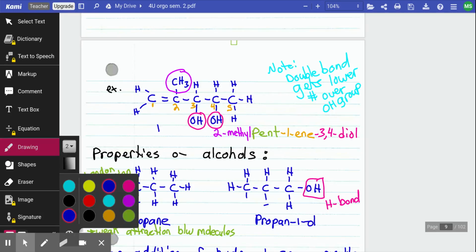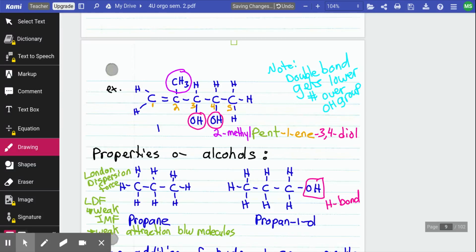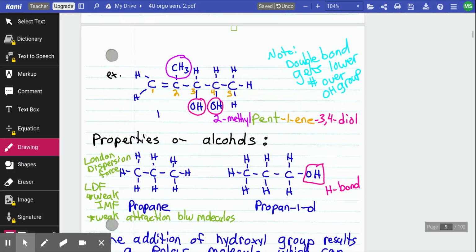But as soon as we add the hydroxyl group, I just realized I'm missing some hydrogens here. As soon as we add this hydroxyl group, things are going to change, okay? Because now you have some polarity happening. The bond between the carbon and the oxygen, this is very polar. And so is this. This is very polar.